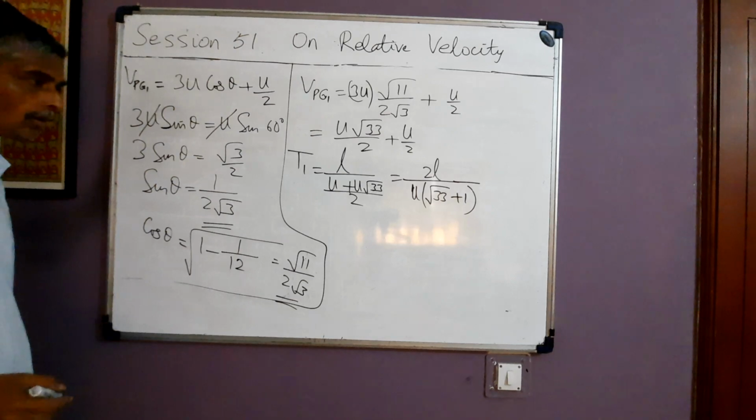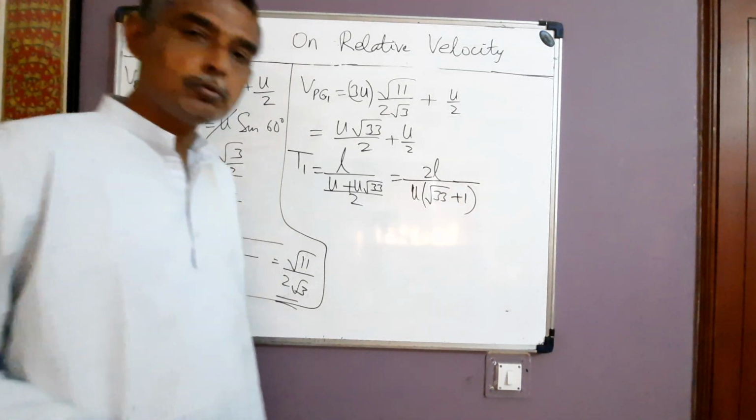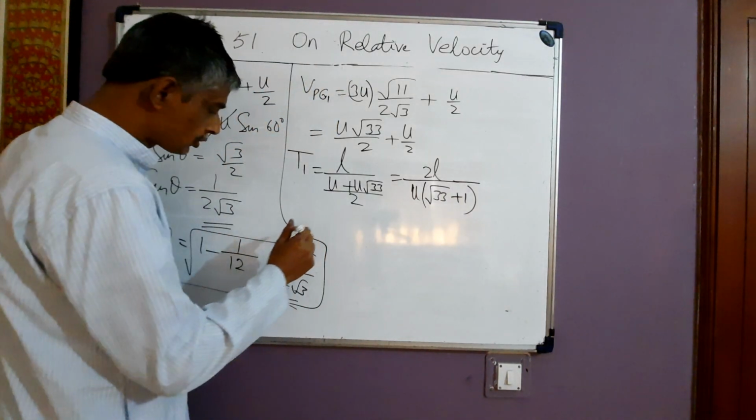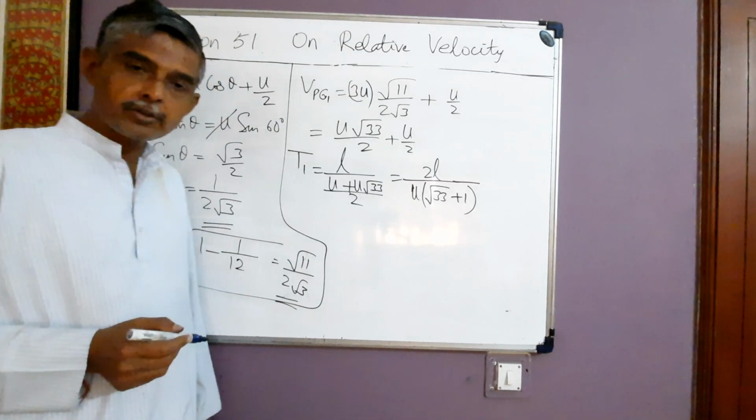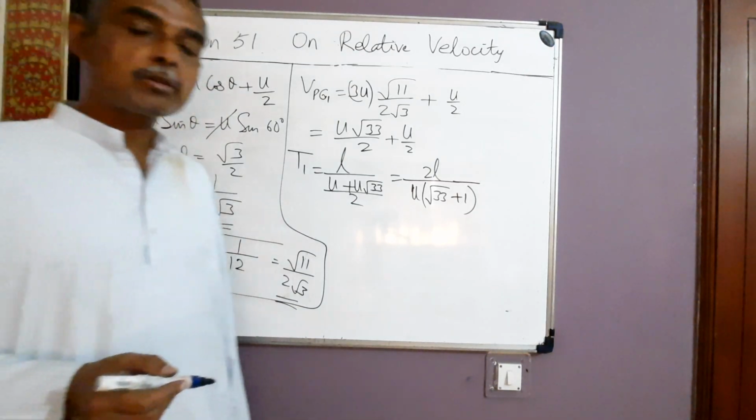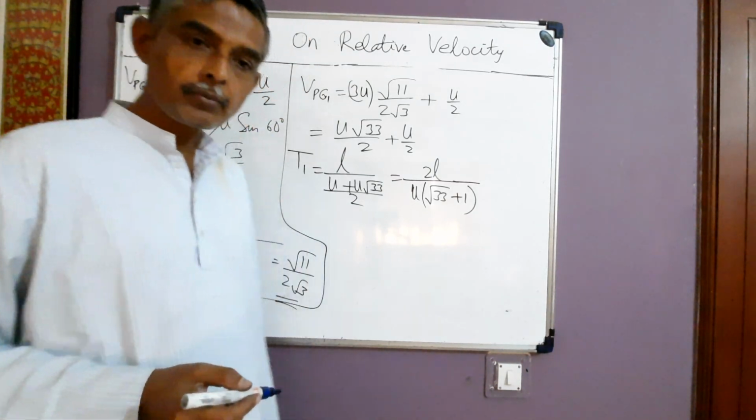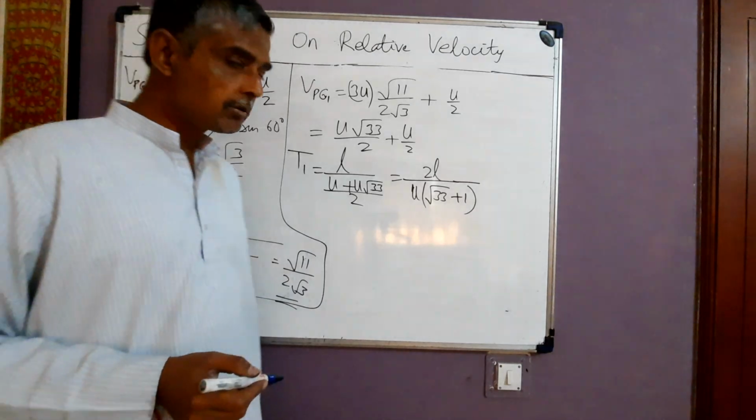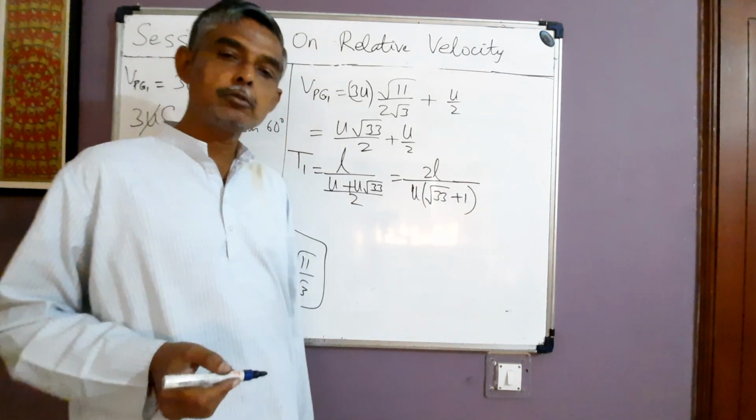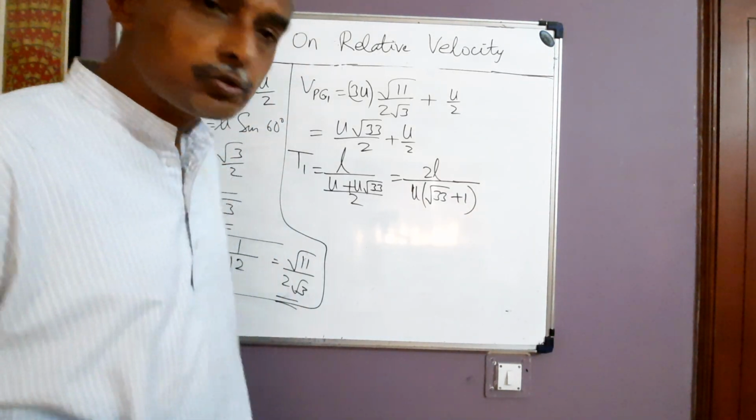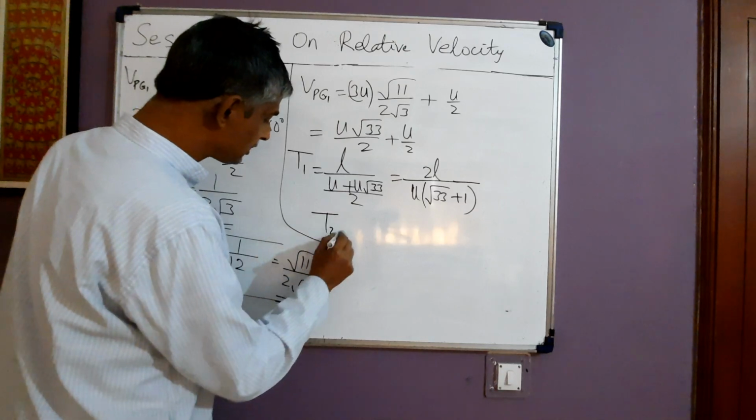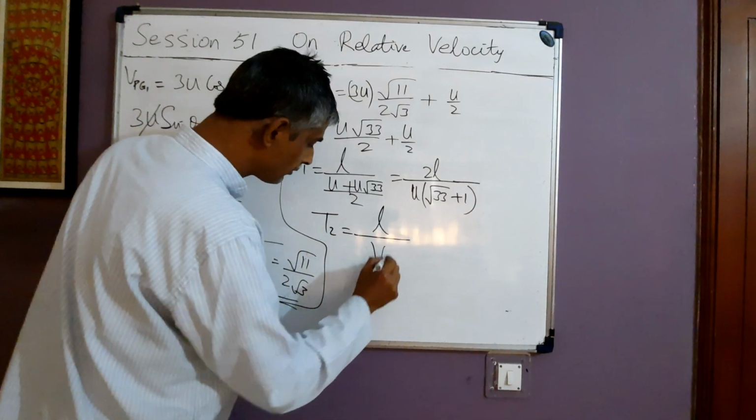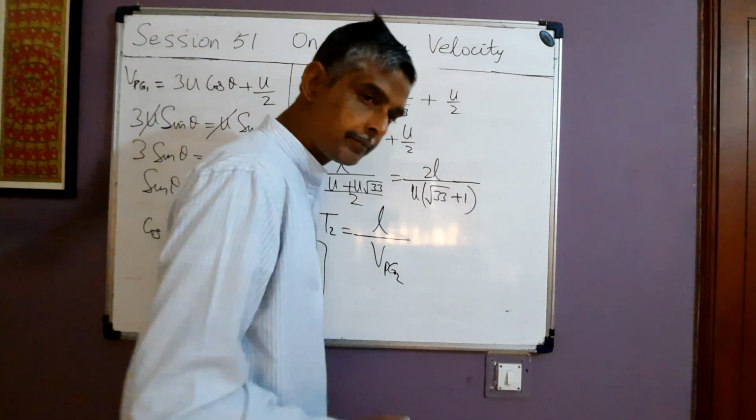Now we have to determine the value of T2. For T2 we write down the expression first. T2 is the time taken by the plane to fly from C2 to C1. When the plane flies from C2 to C1, it covers a distance L with respect to ground at a constant speed, say Vpg2. So the time taken for the reverse journey is distance by speed, L by Vpg2.